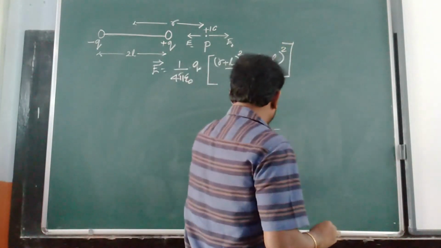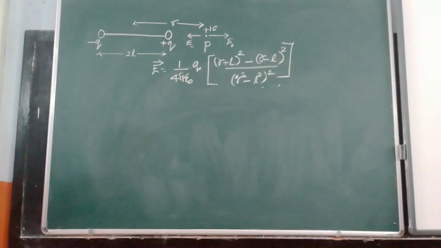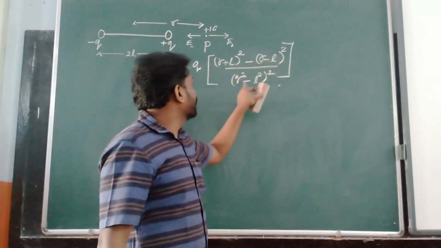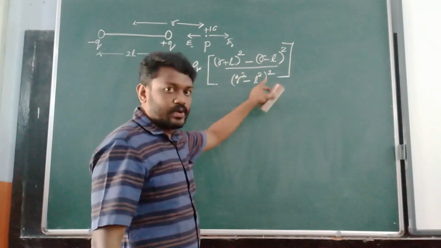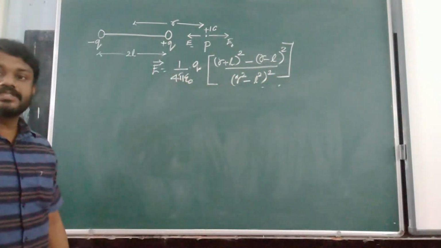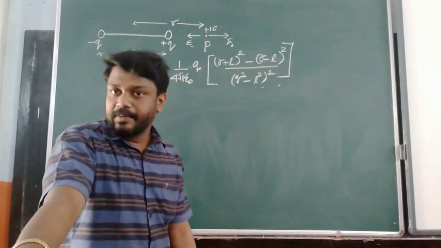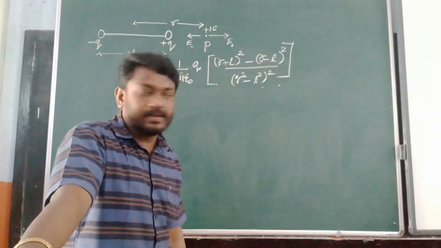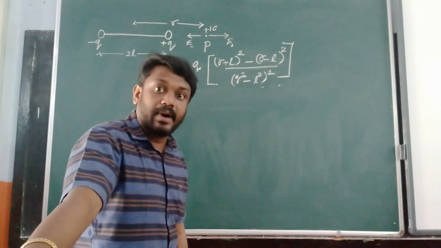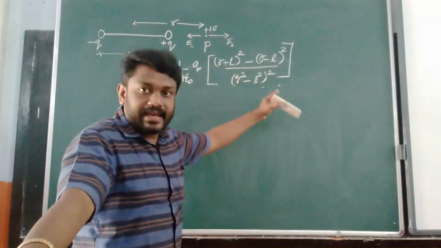So equations will converge into E is equal to 1 by 4 pi epsilon 0 q into (r plus L) whole square minus (r minus L) whole square divided by (r square minus L square) whole square. And in the numerator we can have (a plus b) whole square minus (a minus b) whole square. You know (a plus b) whole square is a square plus b square plus 2ab, and (a minus b) whole square will be a square plus b square minus 2ab. So a square plus b square terms will get cancelled.